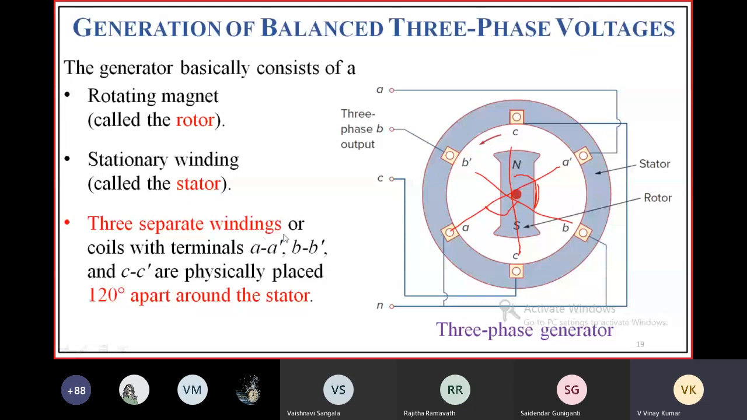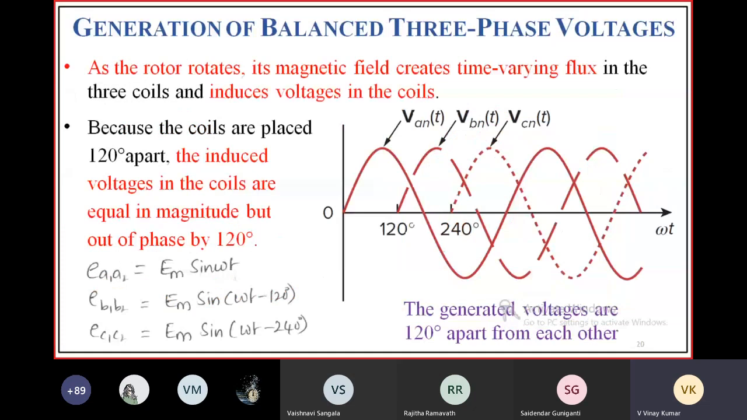Three separate windings or coils with terminals A dash, B dash, and C dash are physically displaced 120 degrees apart from each other. When three coils are displaced by 120 degrees physically, obviously we are going to produce three voltages which are displaced by 120 degrees electrically. This is the voltage produced by coil A, this is the voltage produced by coil B, and this is the voltage produced by coil C. All voltages are displaced by an angle of 120 degrees from each other.